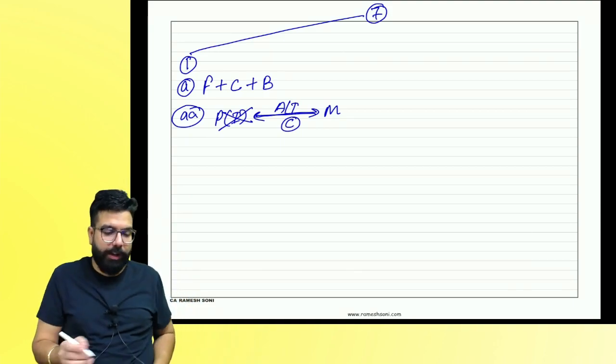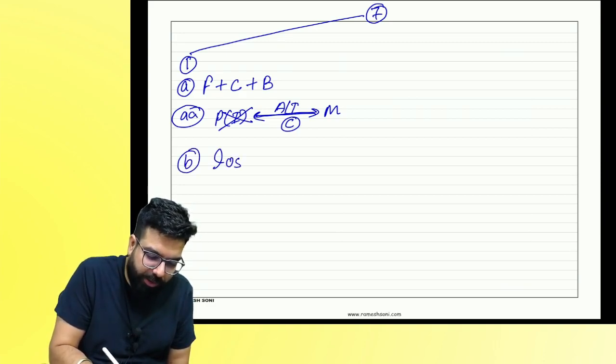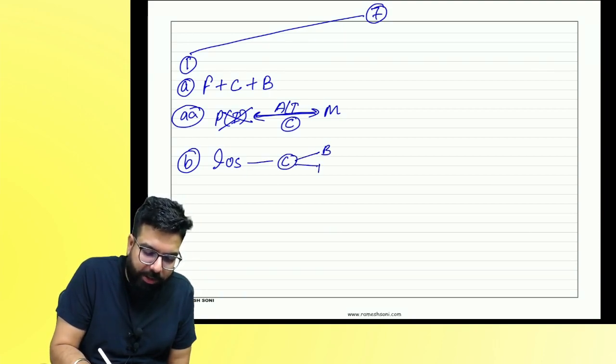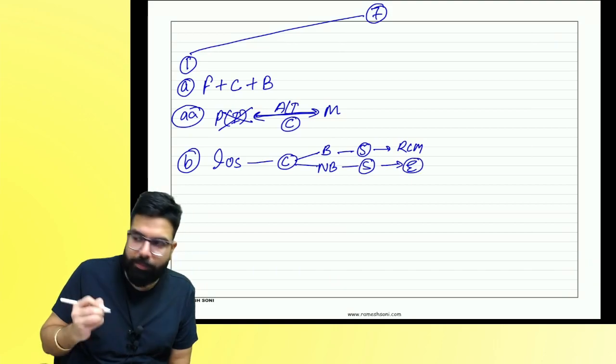The next one over here is section number 7(1)(b): importation of service for a consideration, business or non-business, both will be considered as business purpose, RCM, here exemption.